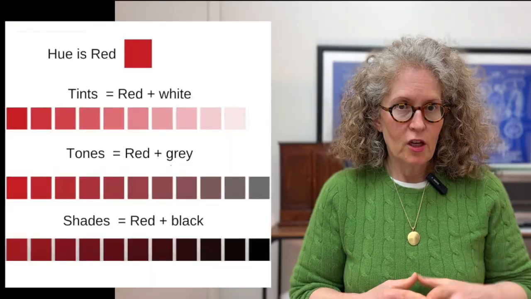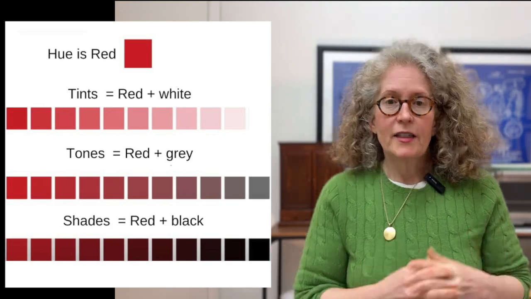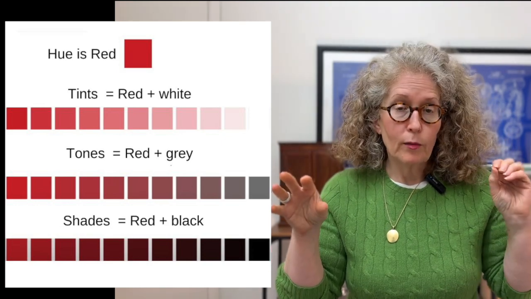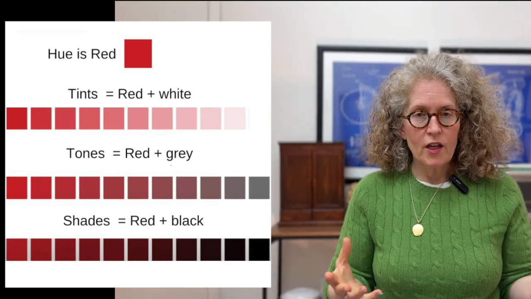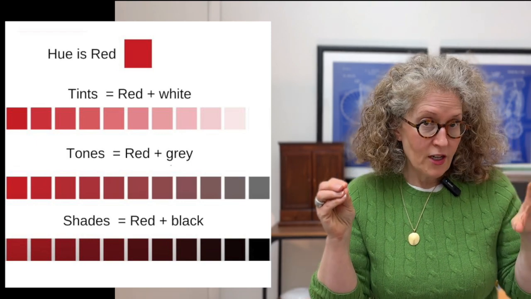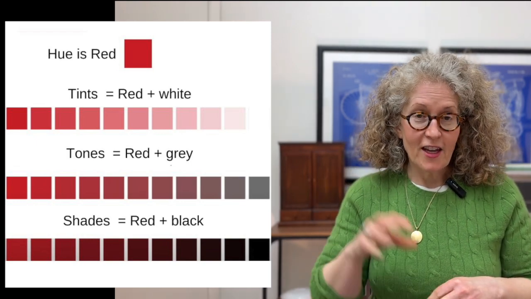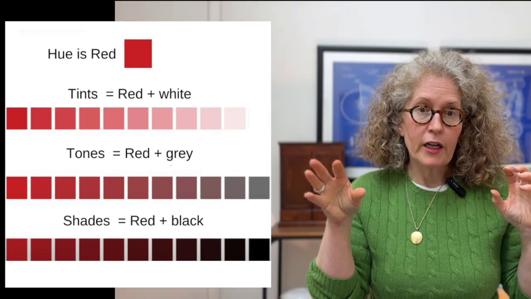Designers like to make color sound a lot more complicated than it is, so I'm going to give you a few basic terms. Hue just means color. Tint is when you take the hue and you add a little bit of white to it. Tone is when you take the color and you add a little bit of gray to it. And shade is when you take the color, hue, and add a little bit of black to it.